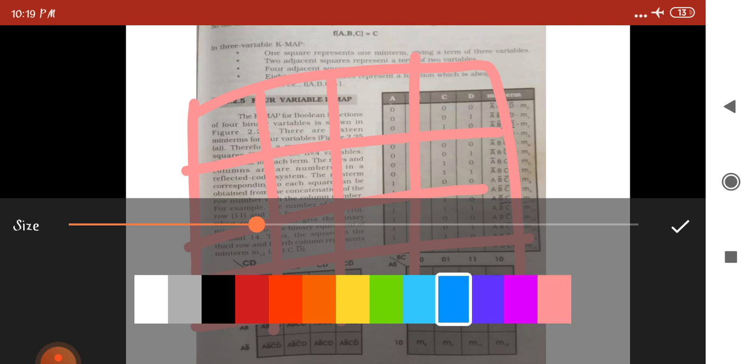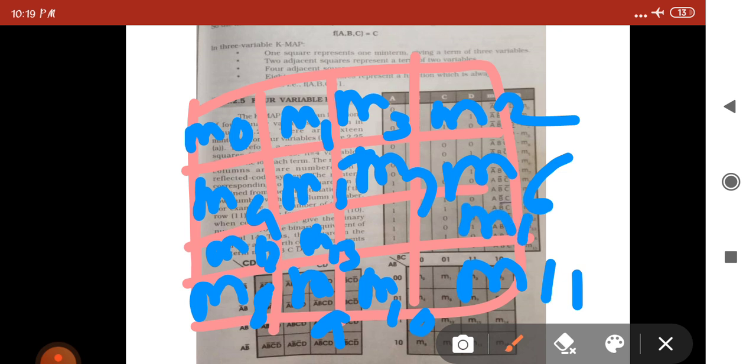Yes, I have made a mistake. M0, M1, M2, M3, M4, M5, M6, M7, M8, M9, M10, M11, M12 comes here, then 13, 14, 15. Yes, this is the way to write it. Here also I made a mistake: M10, M11, M12, M13, M14, M15. This is the right way.